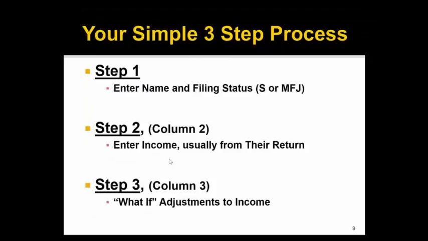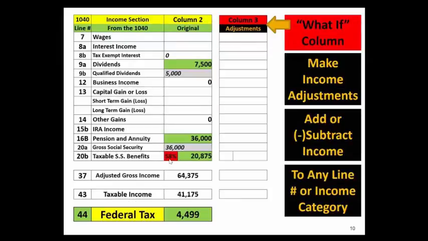The third step, column 3, is our what-if column. And here we're going to make adjustments to that income. So again, we call it the what-if column. We make our income adjustments, we add or subtract income, and we can do that to any line or any income category. So as an example here, I've just taken a $100,000 distribution from their IRA. Maybe they're wanting to convert it over to a Roth, maybe they're wanting to do something else, or maybe you're trying to illustrate some other concept or strategy to them.